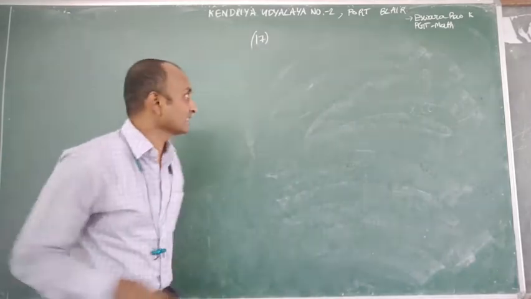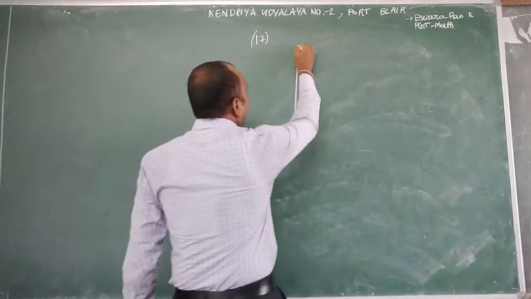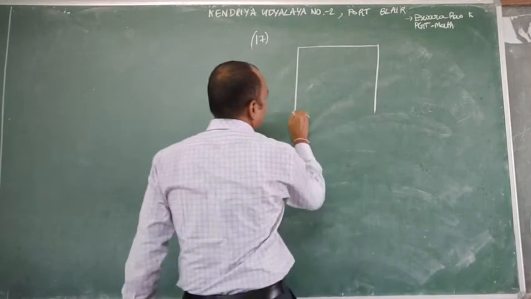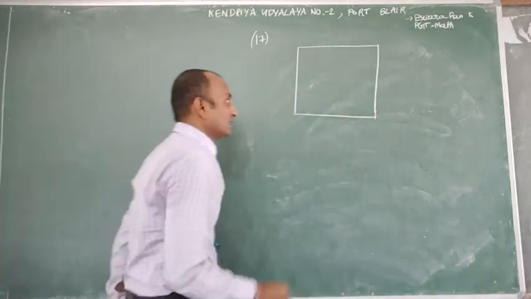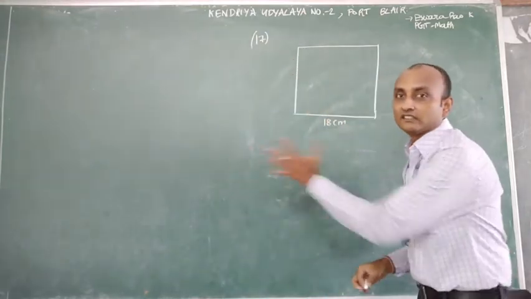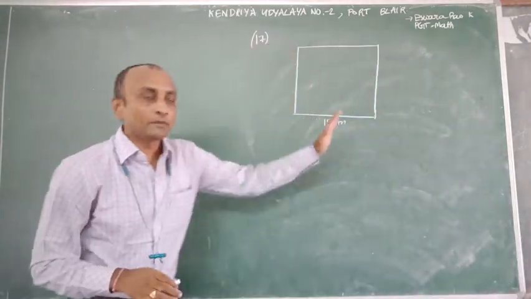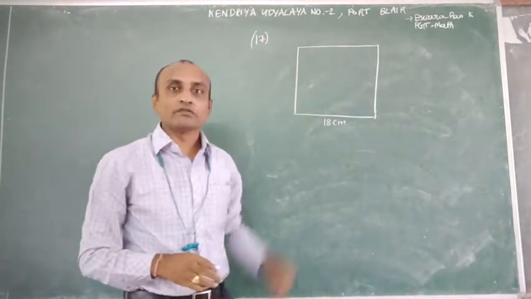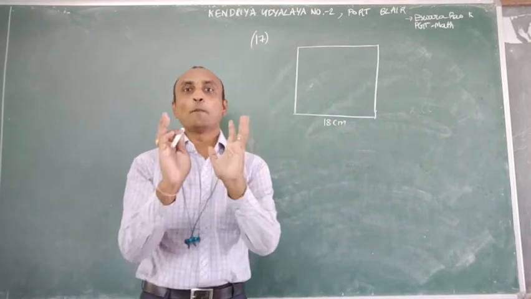See, the question is, they were given a square piece. The length of each side is 18 cm. This is a tin sheet. Then, with the help of this tin sheet, they are making an open box.